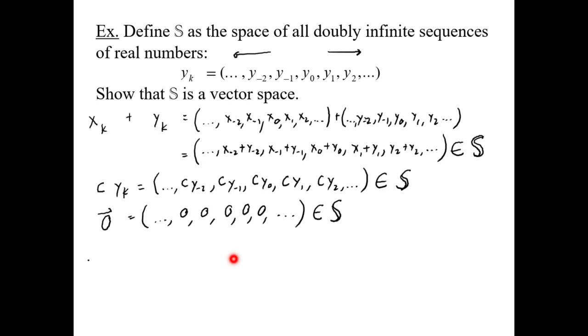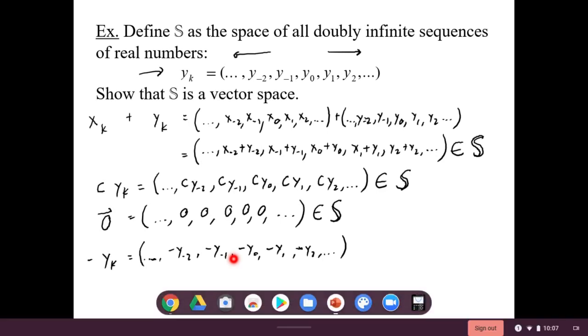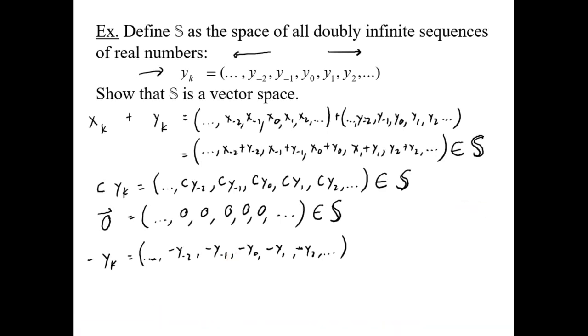And then finally, the opposite of yk is basically just taking the opposite of each entry. So dot, dot, dot, negative y negative 2, negative y negative 1, negative y0, negative y1, negative y2. Okay, so there's our opposite, because certainly if I take that and add it to my yk, the result is going to give me all zeros. So that's the opposite.